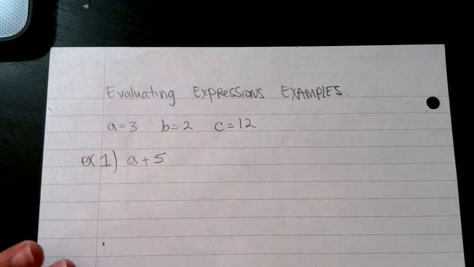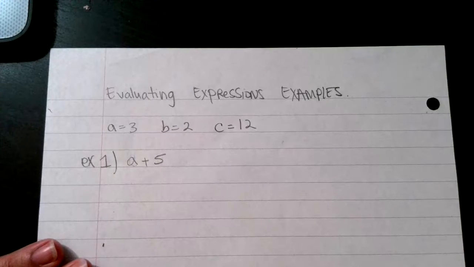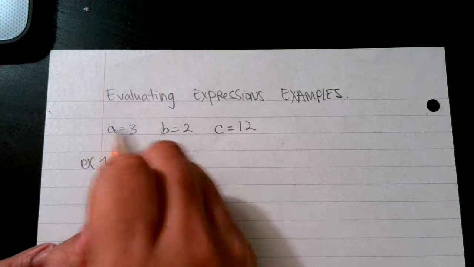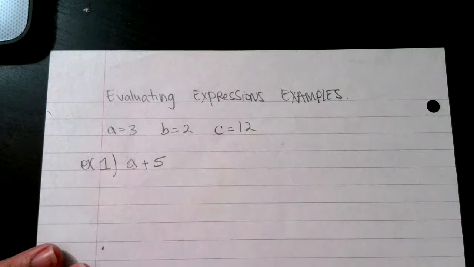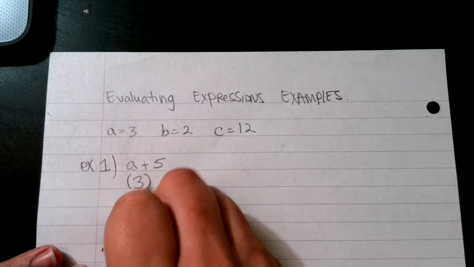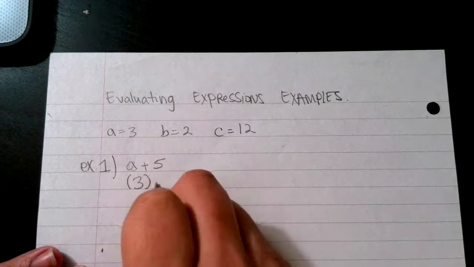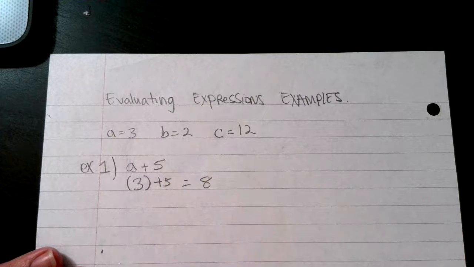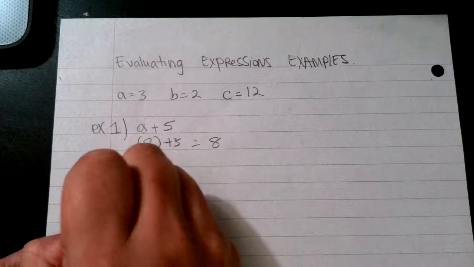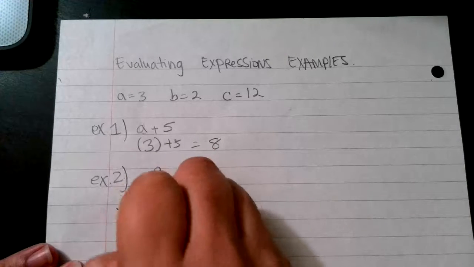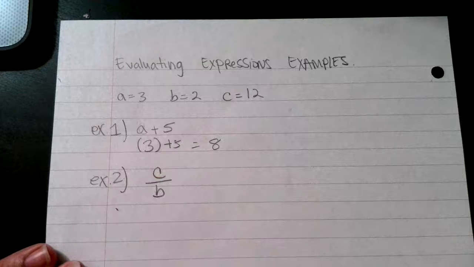So remember that when we are evaluating expressions, we are going to substitute our value for our variable. So if A equals 3, then I'm going to put 3 in place of A. So this then looks like, I'm going to use parentheses, (3) plus 5, which is then equal to 8. So that's example 1.